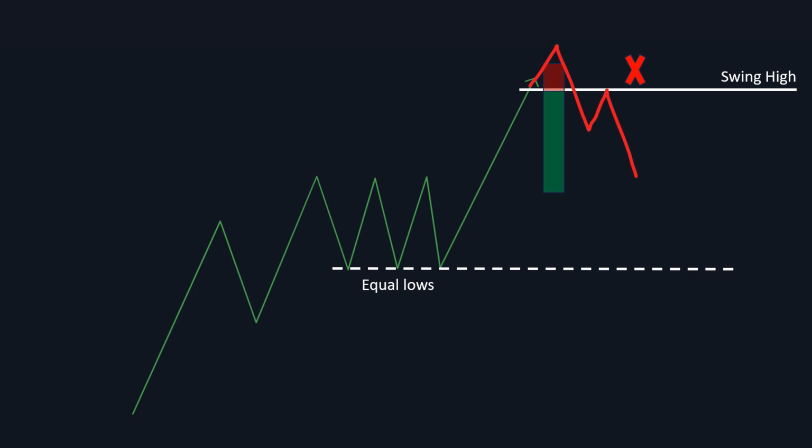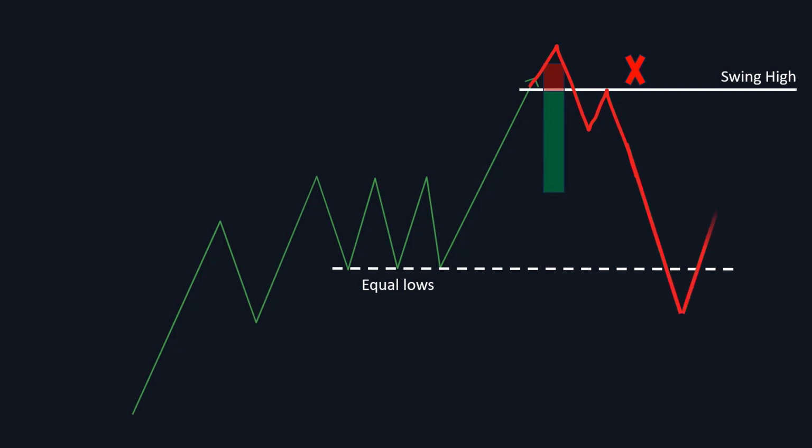Equal lows occur when price repeatedly touches a similar level of support without breaking below it. Retail traders view this as a strong support zone and place buy orders or stop losses for short trades just below the level. To smart money, the area just below the equal lows is a liquidity pool filled with stop-loss orders and sell-stop orders from breakout traders.